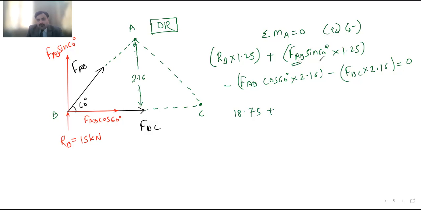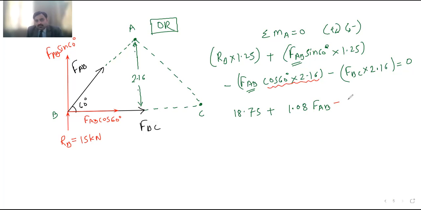Now keep this FAB as it is. Sine 60 into 1.25. What is the answer? It is 1.08. Correct? Yes. FAB. Now FAB will be as it is, cos 60 into 2.16. What is the answer? 1.08. It is 1.08 and it is minus.